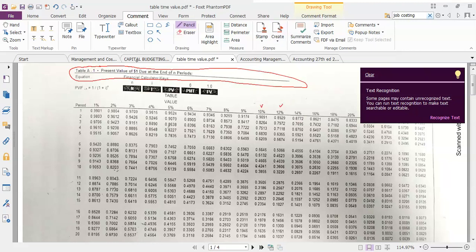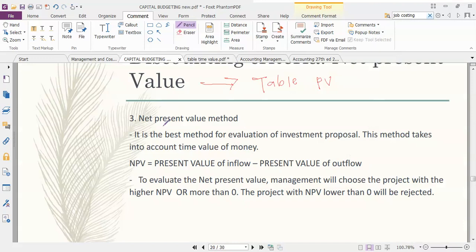Okay, kenapa kena tengok dekat situ? Memang kalau net present value, cara nak calculate net present value, memang kita kena refer kepada table, atau you kena calculate based on this formula: 1 plus I, to the power of N. Okay, N ni adalah period, tahun. How much is the period? How much is the years?